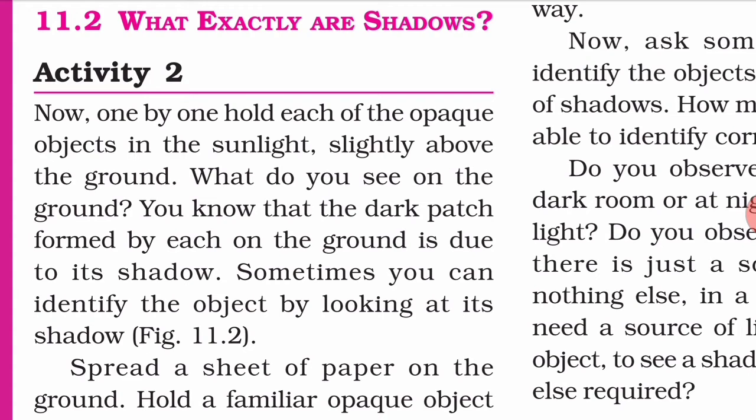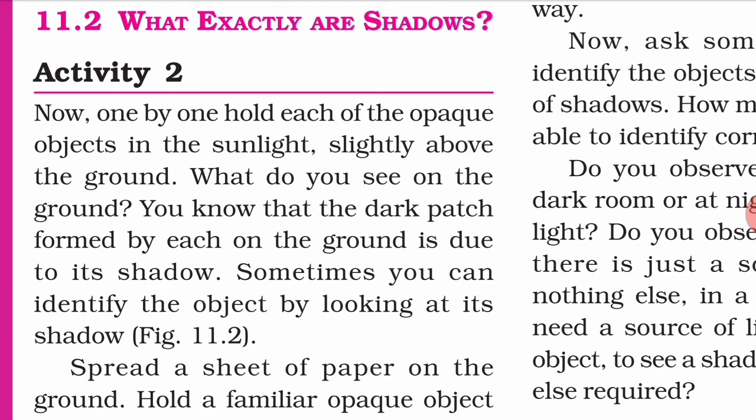Sometimes you can identify the object by looking at the shadow, means when you are walking down the road and you see somebody, you can make it out from the shadow of a person, whether a person is on a cycle or maybe there is a dog or maybe there is a cat. But there are some objects which you might not be able to identify from the shadow.